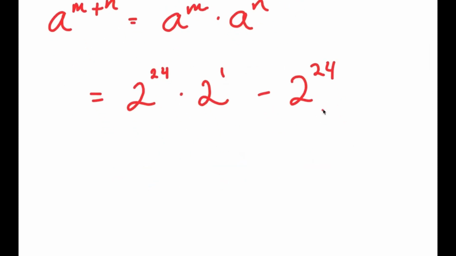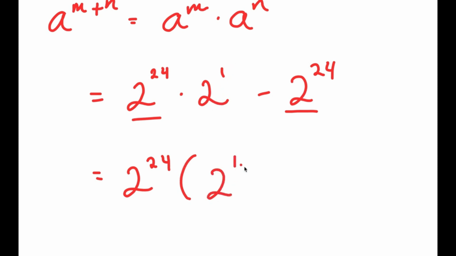Now, from here, what I'm going to do is factor out 2 to the power of 24, because notice how both of these terms have 2 to the power of 24 in them. So I get 2 to the power of 24 times: 2 to the power of 24 times 2 to the power of 1 divided by 2 to the power of 24 is just 2 to the power of 1. And negative 2 to the power of 24 divided by 2 to the power of 24 is just negative 1.